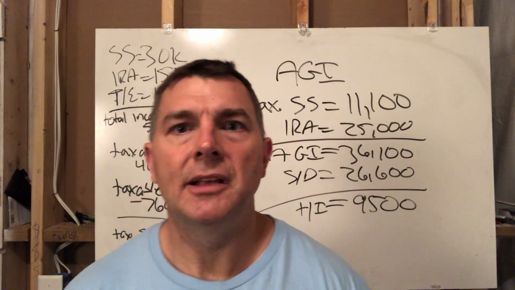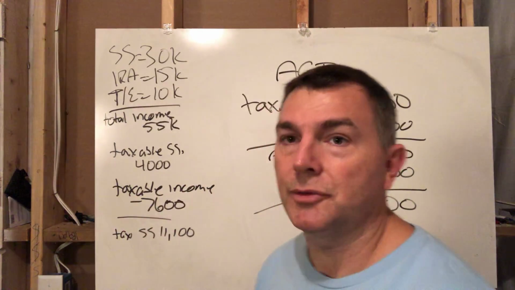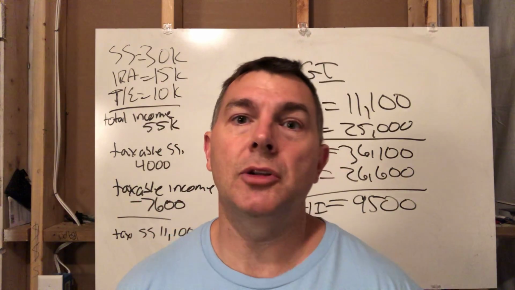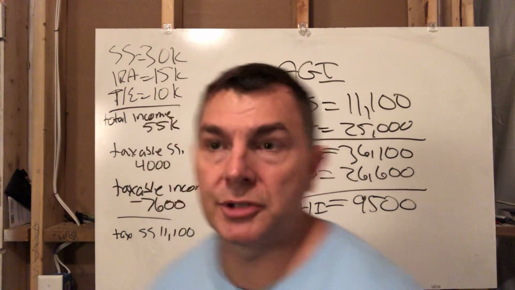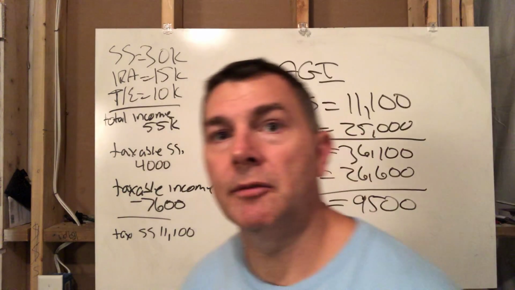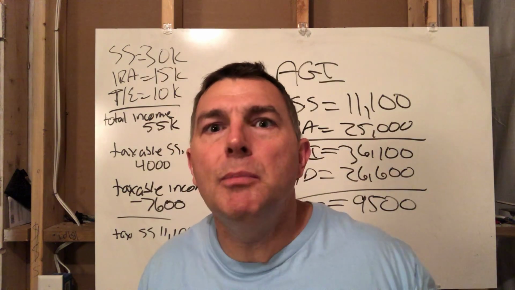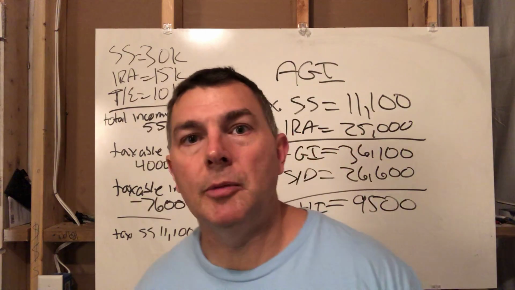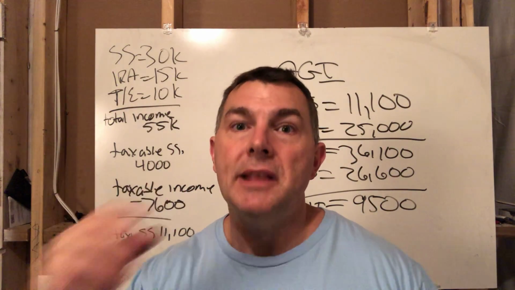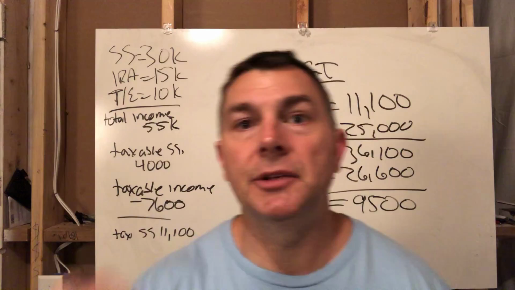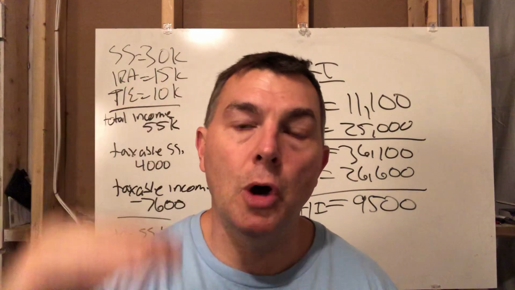That doesn't make sense. We had negative taxable income before. We took a $10,000 IRA distribution, a Roth conversion, and we still have taxable income of $9,500. How can that possibly be? What happened to our negative taxable income? And this is where the Social Security system is stacked against people on the lower income end.